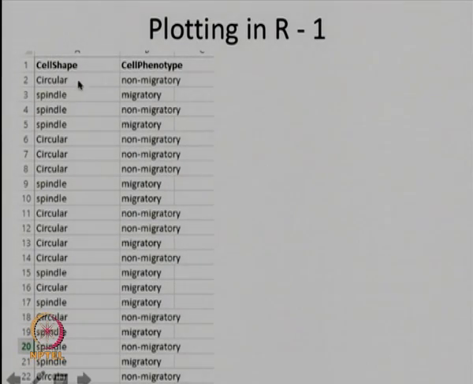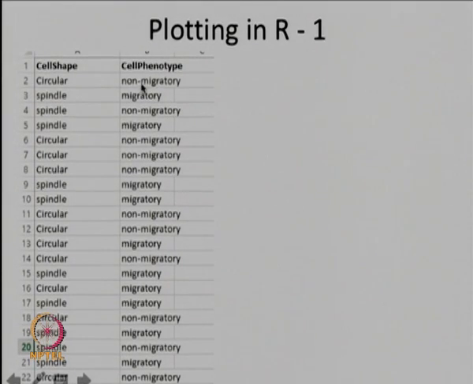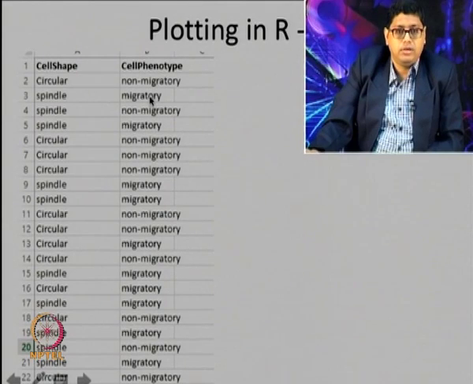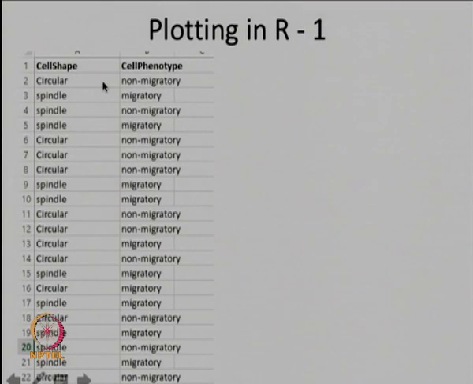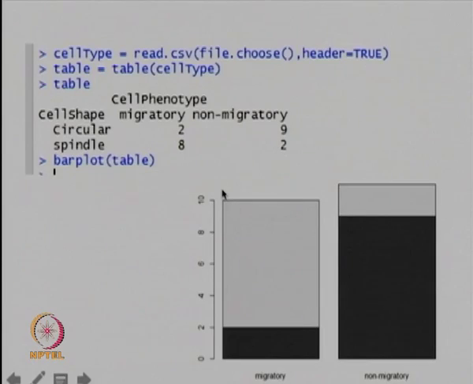For each cell you have the shape which is either circular or spindle, and the phenotype which you characterize as non migratory or migratory. So essentially both these metrics are categorical data. Okay. From this table you want to find out what is the distribution of this data. So I can first generate the table of the cell type. Okay. This is just the way to import the data into the R framework. You can use the command table to get the different distributions.